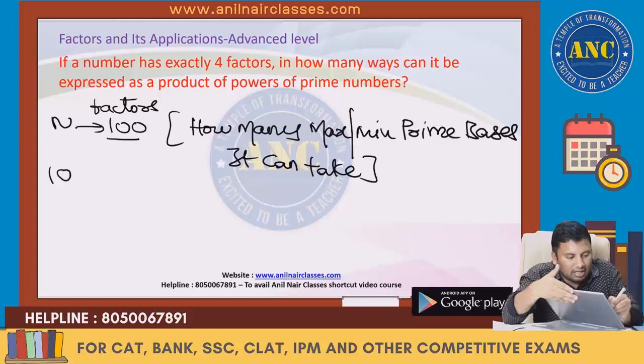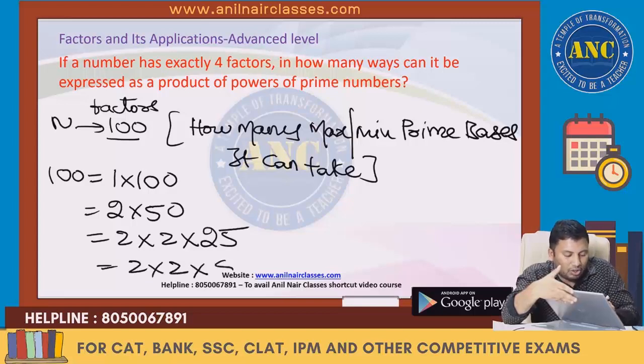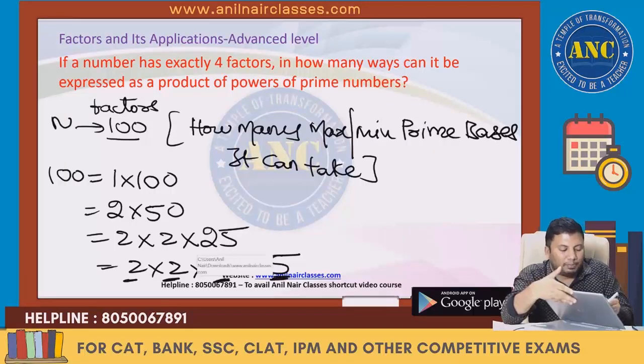So 100 is nothing but 1 into 100, 2 into 50. 50 can be further decomposed into 2 into 25. 25 can be further decomposed. So 2 into 2 into 5 into 5. Decompose it till every number is a prime number.